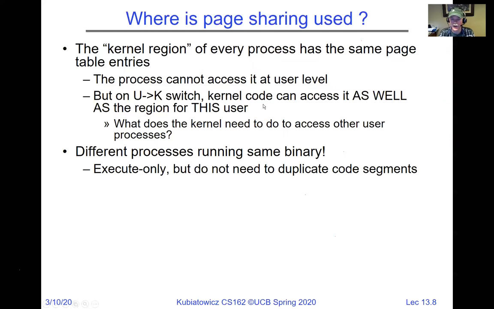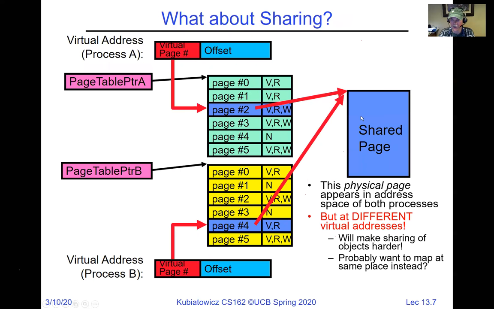Different processes can be running the same binary. What's interesting about what I showed you here is if this were location independent code, or we had mapped it to the same address, then you could actually put a binary in here, and suddenly you could execute the same code in A and B with only one physical copy. And this is exactly what's done to make sure that if you load multiple versions of the same program at the same time, they can all share the same executable. Okay.